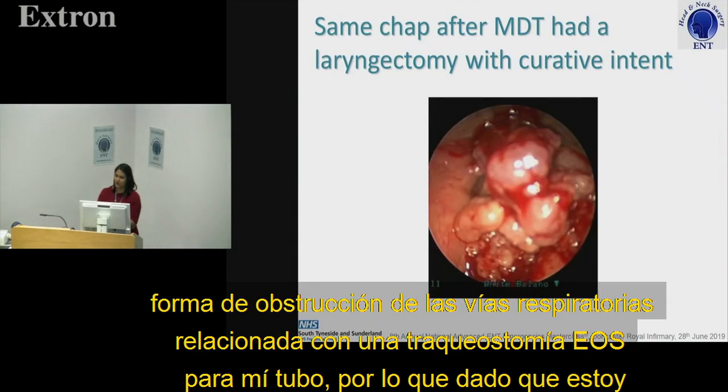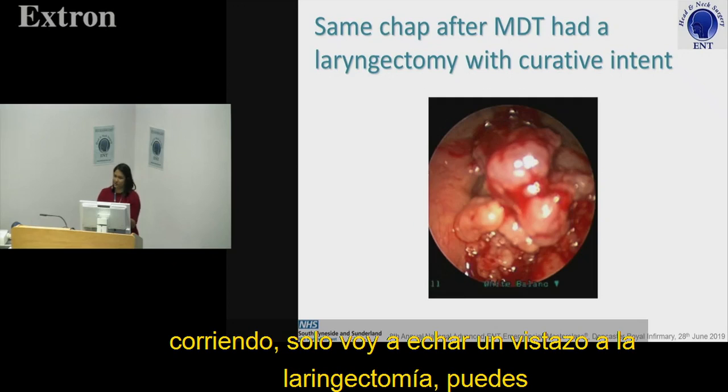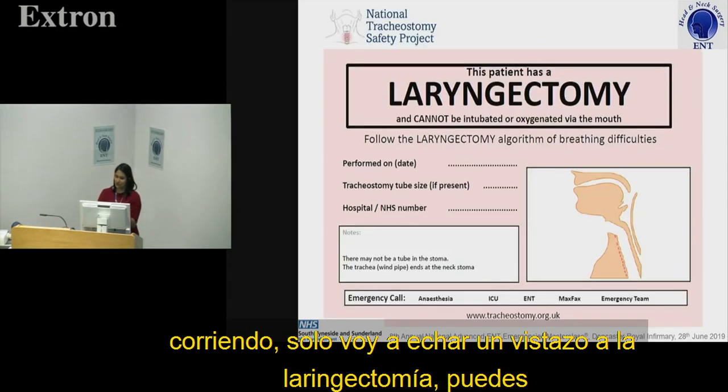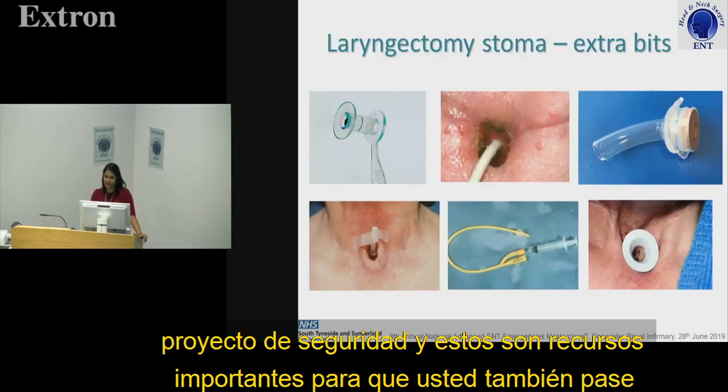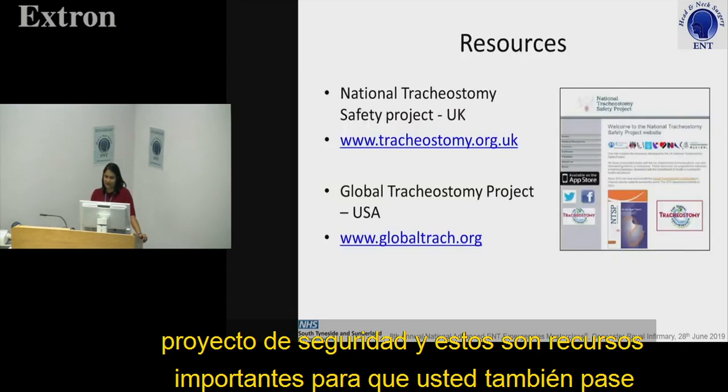So given that I'm overrunning, I'm just going to skim through the laryngectomy bit. You can read that up on the webcast, and you can go on the National Tracheostomy Safety Project, and there are important resources for you to go through as well.